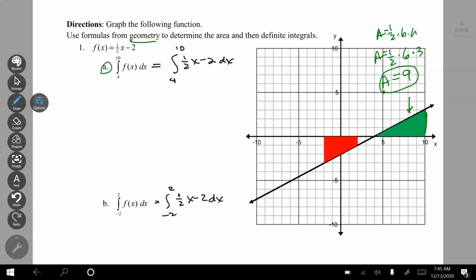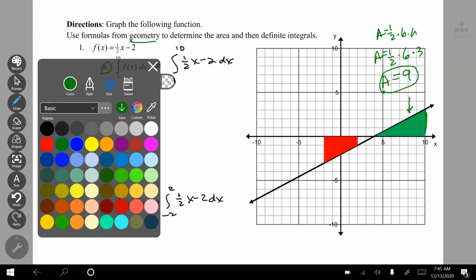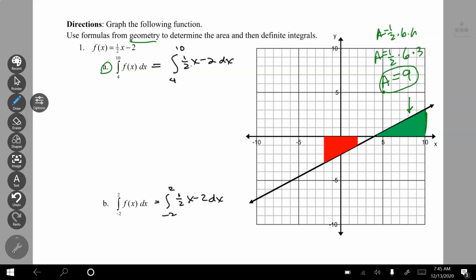Well, now I'm going to actually use my calculus to show that it's going to be 9. So I set up my antiderivative. It's going to be 1/4 x squared minus 2x. And since there's no plus c because I have a definite integral from 4 to 10, I'm going to put in my vertical line, 4 to 10, my upper and lower limits, which means I need to plug them in.